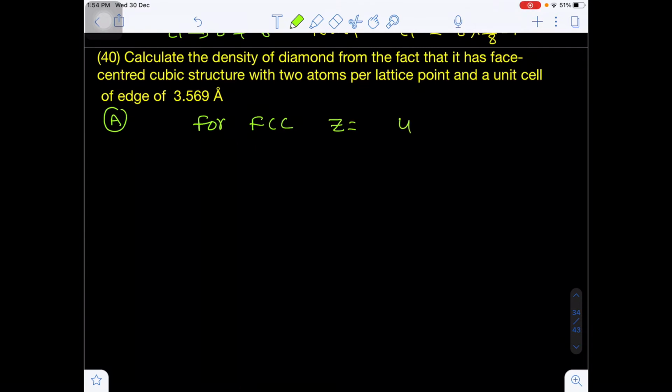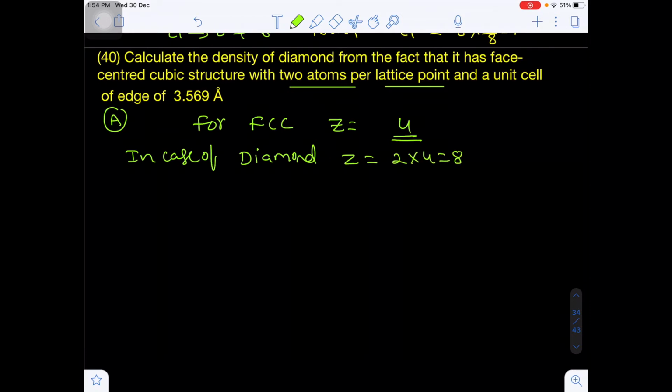Okay. But here, you see, in the question there are 2 atoms per lattice point. There are total how many lattice points here? We have 4 lattice points. But in case of diamond, in the given question, there will be 2 atoms per lattice point. That means here we have to consider 2 times 4, that will be 8. That means each lattice point is considered as 2 atoms. So if you want to calculate the Z value, actually the Z value is equal to 8 into 1 by 8.